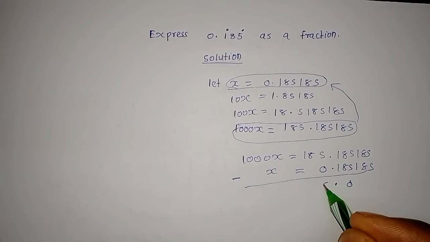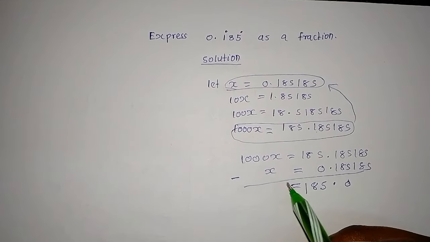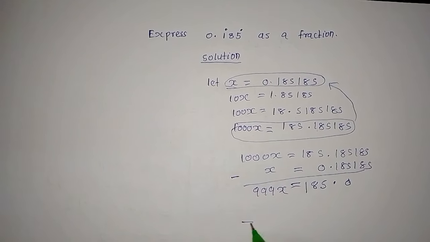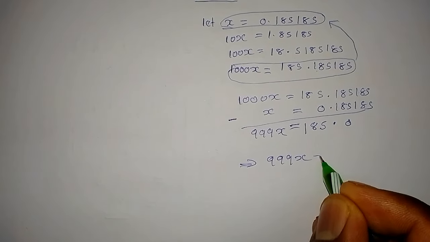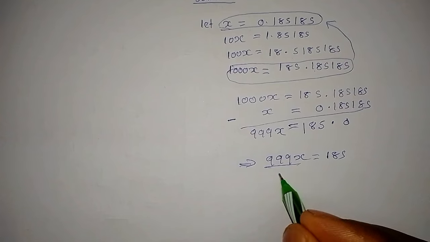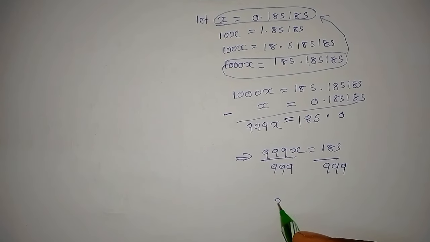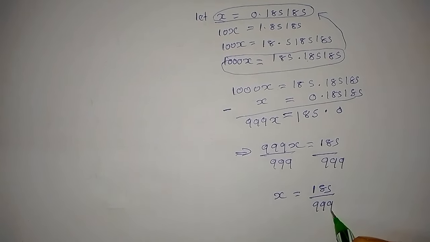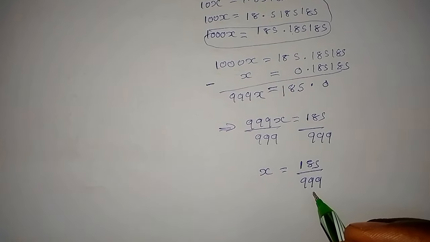Then 5 subtracting 0 is a 5, 8, and 1. So, 1000x subtracting x, you are going to get 999x. Now, you come and write it here, whereby you say 999x equals 185. And then we want to make x the subject of our expression. So it means x equals 185 divided by 999.